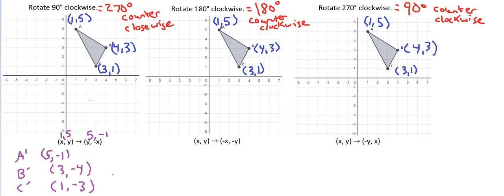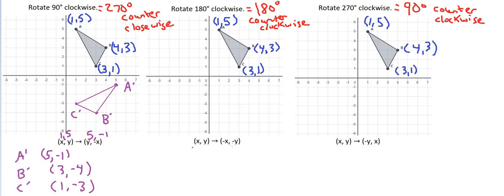And then we can actually plot those points and make the triangle. My A prime, my B prime is (3, -4), and my C prime is (1, -3). Note my triangle should look the same. The area should be the same, and the angle measurements should be the same. The only mistake may just come because of human error with my graphing, but it looks to be the same.